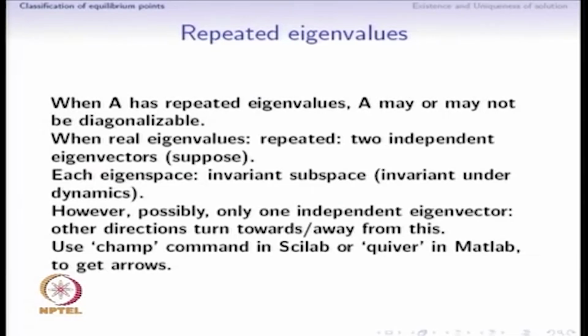But it is also possible that we have only one independent eigenvector, in which case other directions either turn towards this or turn away from this, depending on whether the eigenvalue is positive or negative. So one can have a look at how the arrows look using the champ command in Scilab or the quiver command in MATLAB when A is singular.